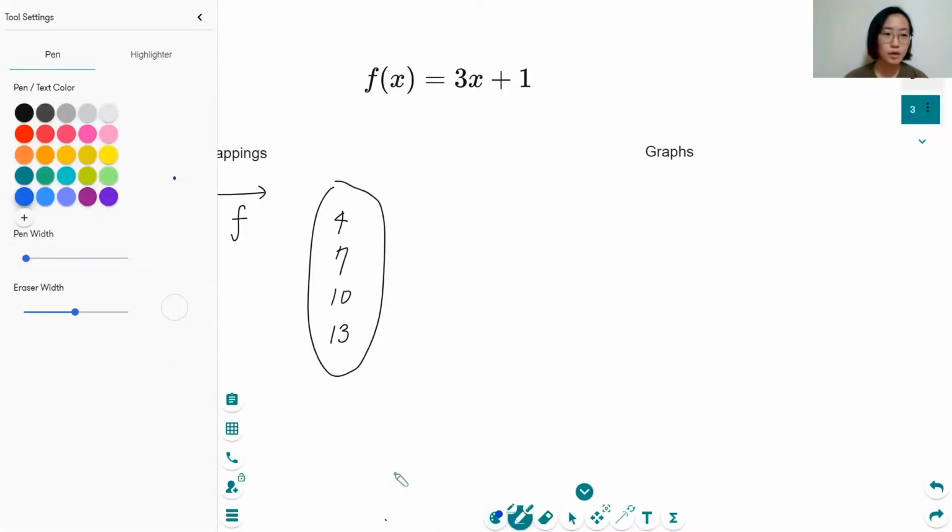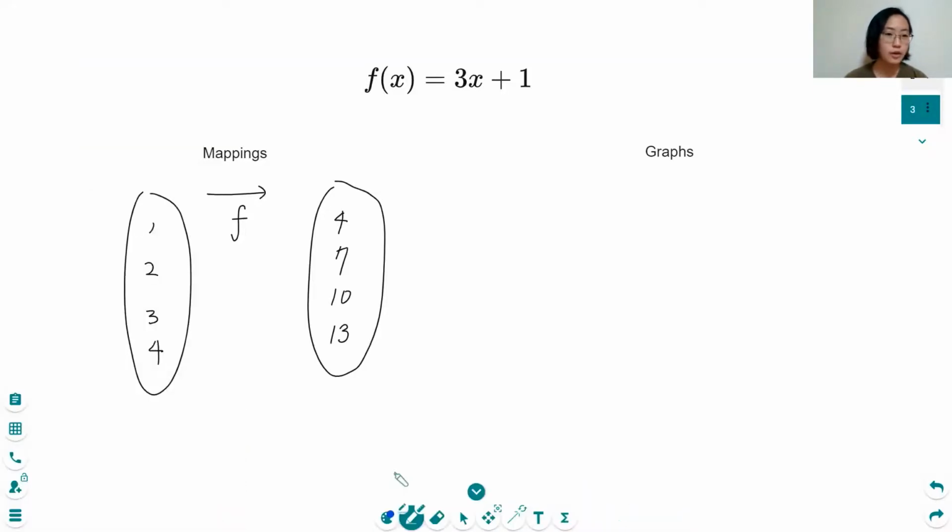And then what you have to do is draw an arrow that connects the input to the output. So if I put in 1, I get a 4. I don't get a 7, I get a 4. If I put in 2, I get 7. If I put in 3, I get 10. And if I evaluate f at x equals 4, I get 13. And this is what a mapping would look like.